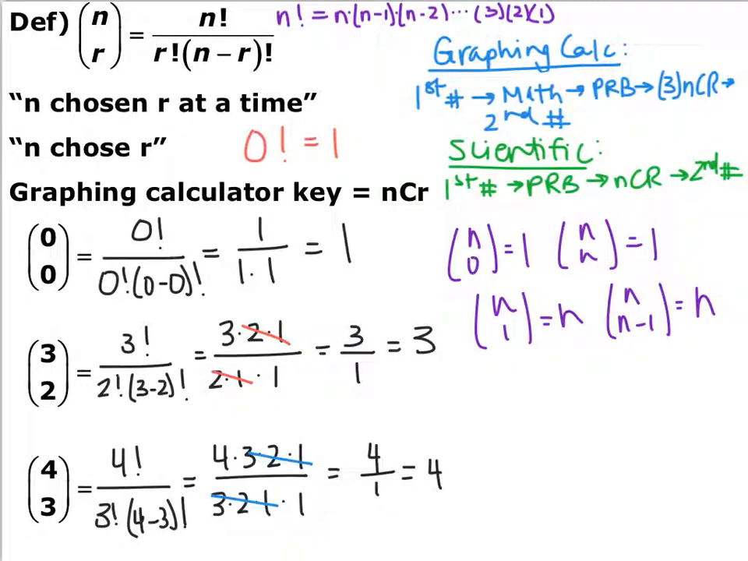A couple ones to just know off the top of your head. Anything choose 0. There's only one way you can have a certain number of things and choose 0 of them. So that's just 1. And then n choose n, so any number choose itself. There's only one way you can pick all of the things in the set, so that's also 1. N choose 1, so anything choose 1 is just itself, n. There's only n ways you could do that. And then same with n choose n minus 1. That's just going to be n. So those are a couple to know off the top of your head.